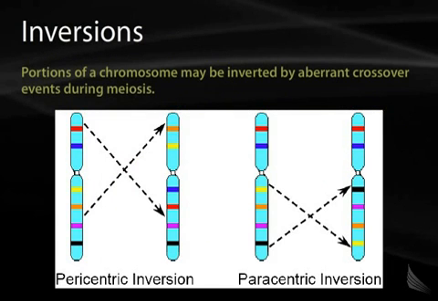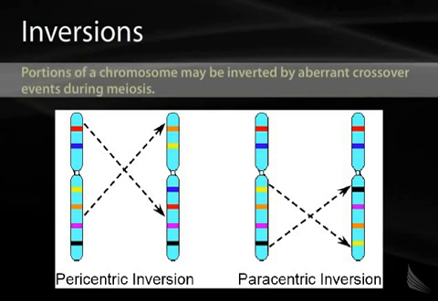Inversions are another possibility. What we have with inversion is portions of a chromosome that become inverted by aberrant crossover events during meiosis. So inversions basically mean a piece of the chromosome in crossing over will flip. And you can have either pericentric or paracentric inversions. And all that means is whether it involves the centromere or not.